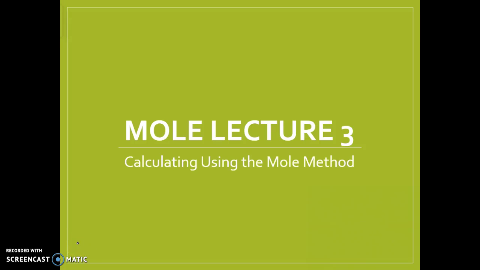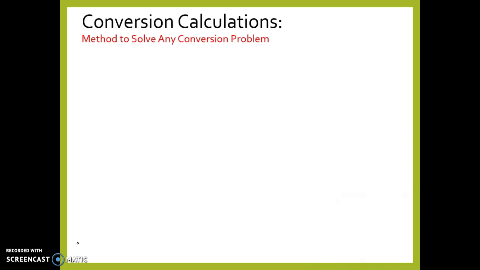Okay, here we go, ladies and gentlemen, mole lecture 3, calculating using the mole method. Today we're going to learn how to apply the mole to this whole idea of quantity. We've learned that 1 mole of anything is 6.02 times 10 to the 23rd particles of anything, and that's always a good thing to know. So let's move on a little bit.